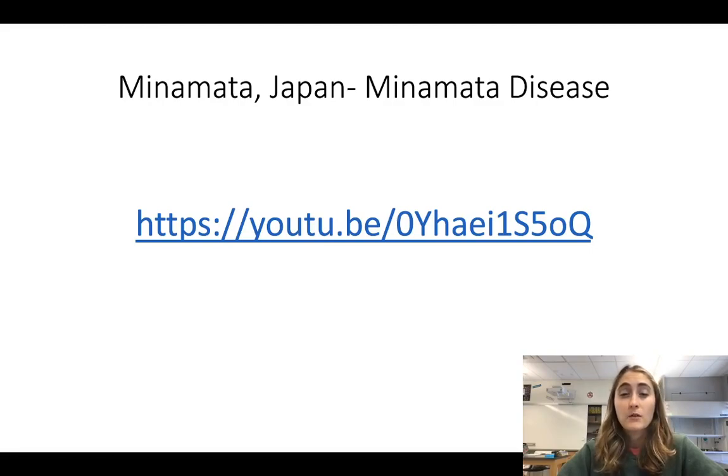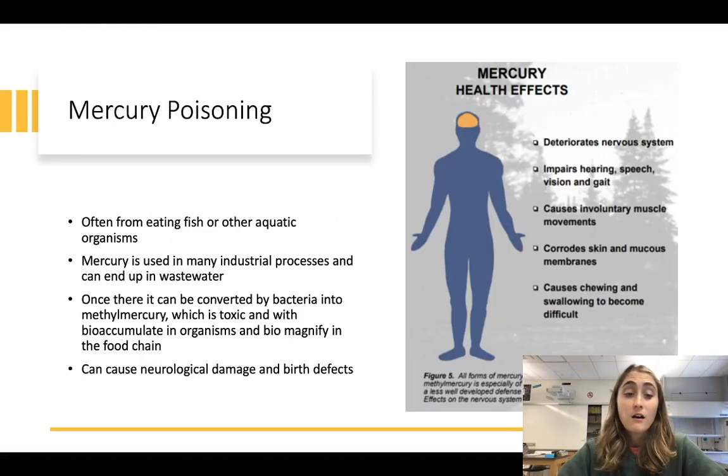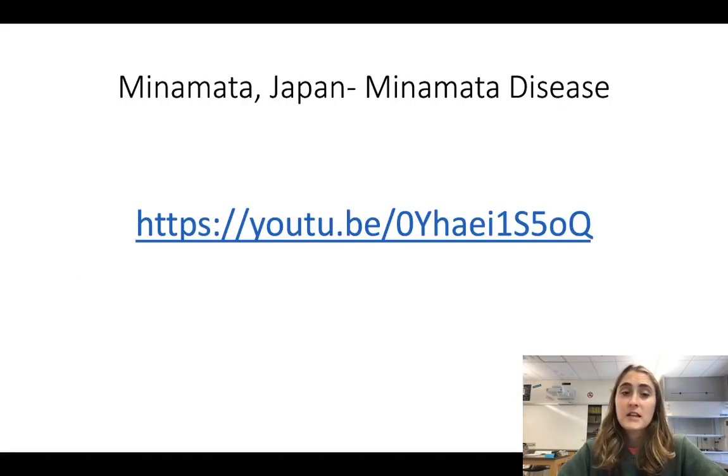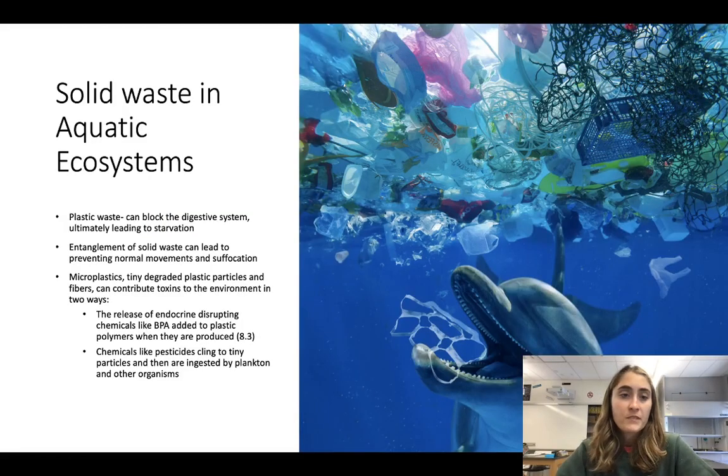If you want to hear more about extreme cases of methylmercury poisoning, we might talk about this in class, but Minamata, Japan is famous for Minamata disease, which is extreme methylmercury poisoning. And this was a bunch of mercury getting dumped into a local drinking water source from a chemical supply company. And all of the locals in this area ended up incredibly ill for decades. We might talk about this one in class. It's pretty interesting, but if you want to watch the YouTube video.